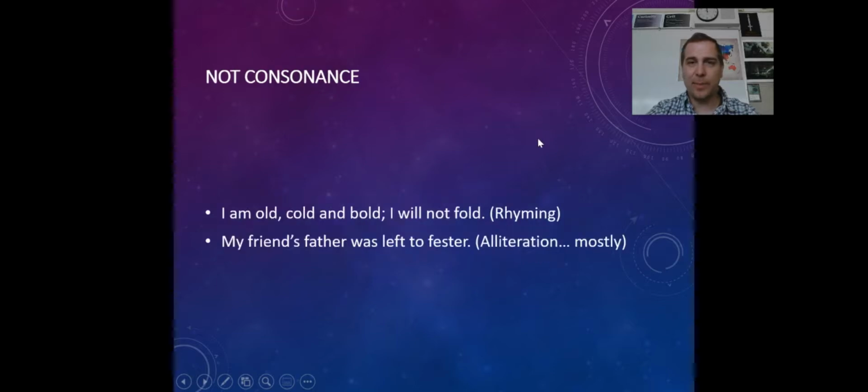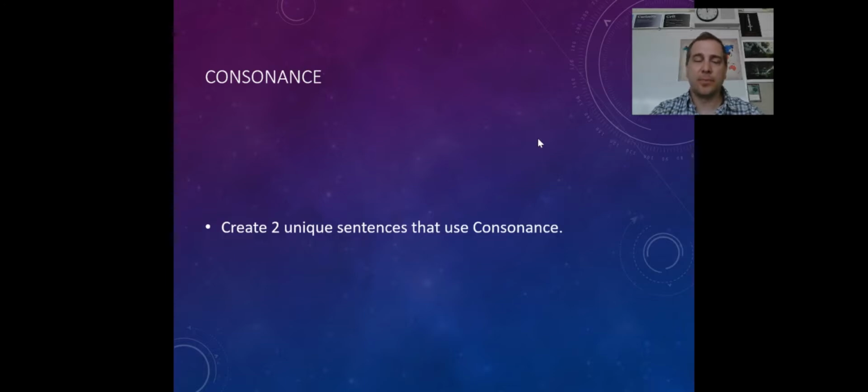And so there's a little bit of a helpful way to figure this out. So if you have something it's rhyming, it's not consonant. So if you say I'm old, cold, and bold, I will not fold, that's rhyming. It's not consonants. Also, if it's alliteration, my friend's father left to fester, that's alliteration more so than consonants. And so let's try this. Try creating two unique sentences that use consonants. Pause the video if you have to.